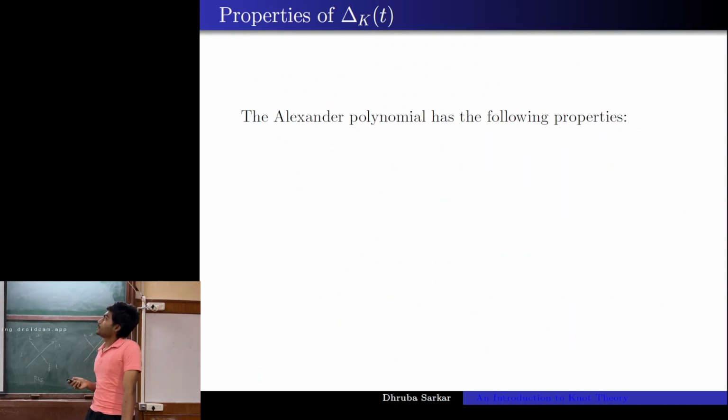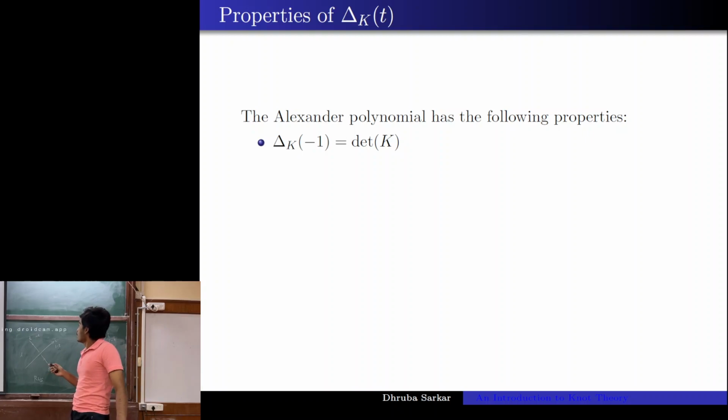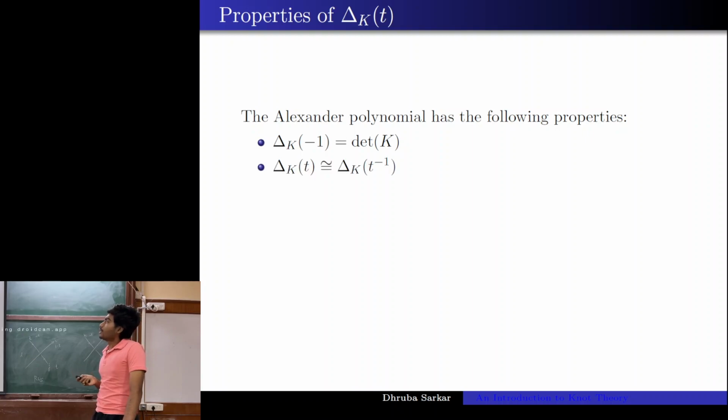So let's look at some properties of the Alexander polynomial. The first property, which is a bit obvious, is that if you put t equals minus 1, you get back your original construction for p-colorability, which is just the determinant of the knot. And this states that your Alexander polynomial is symmetric in nature. That means if you change t to t inverse, it is similar up to a multiplication by t to the power k.